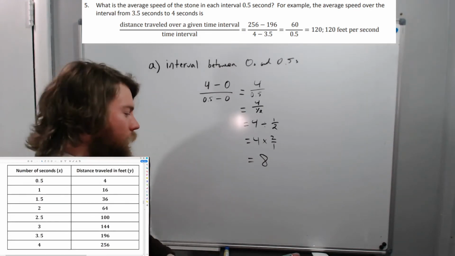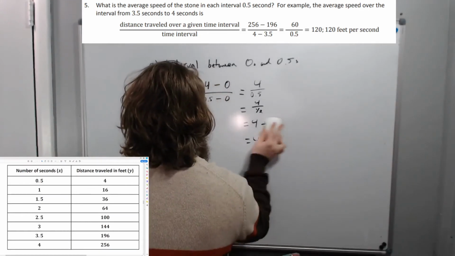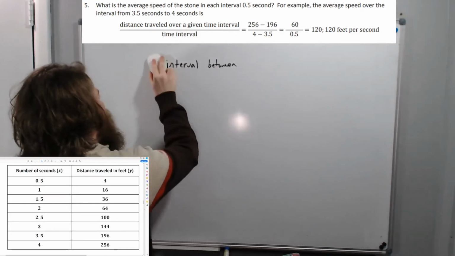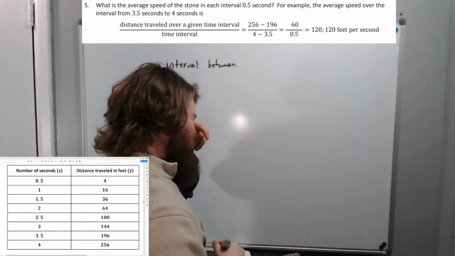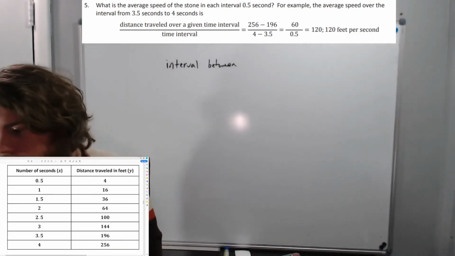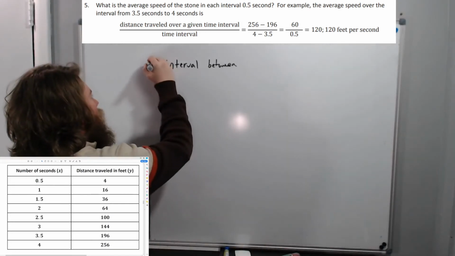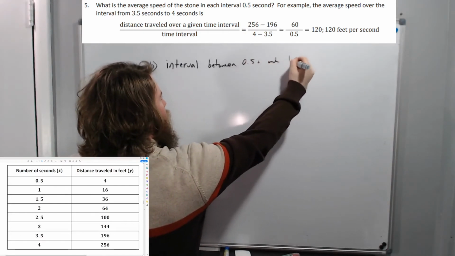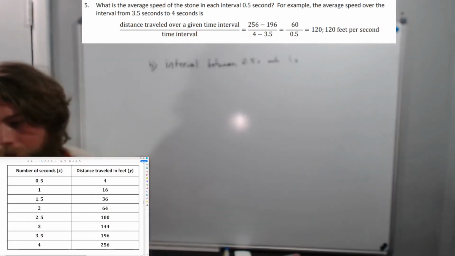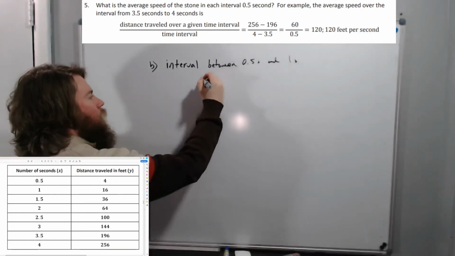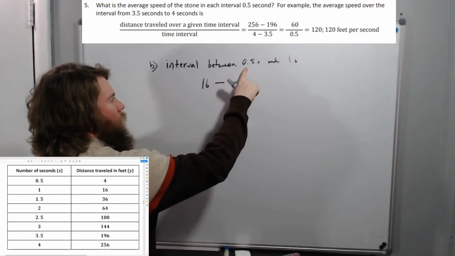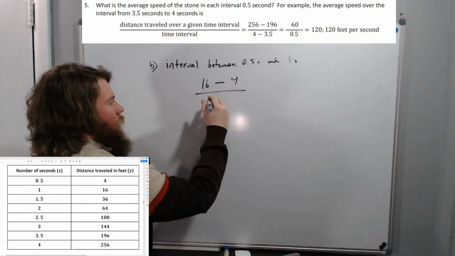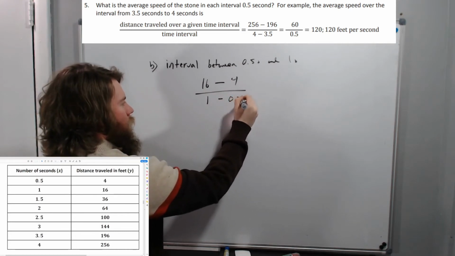And I'll do one more for you guys, because I think this is pretty self-explanatory. You're literally just going to do the exact same thing. All right, so let's just do B. Between 0.5 seconds and 1 second. After 1 second, it's gone 16 feet. After 0.5 seconds, it's gone 4 feet. And we need to take 1 minus 0.5.